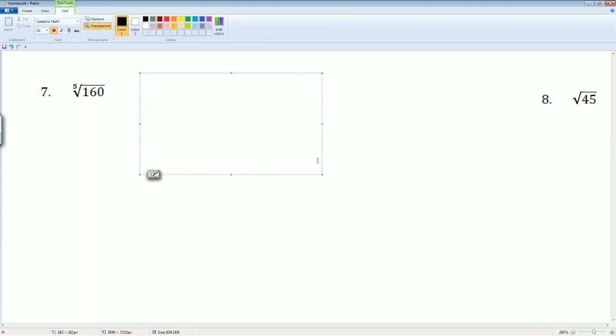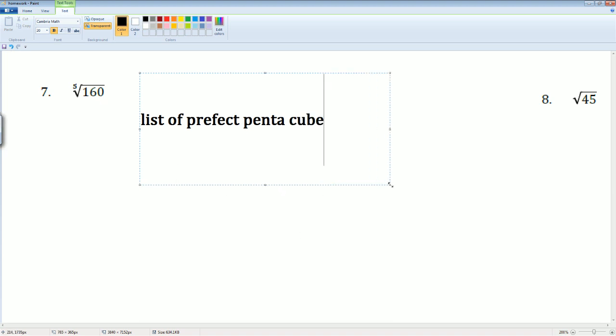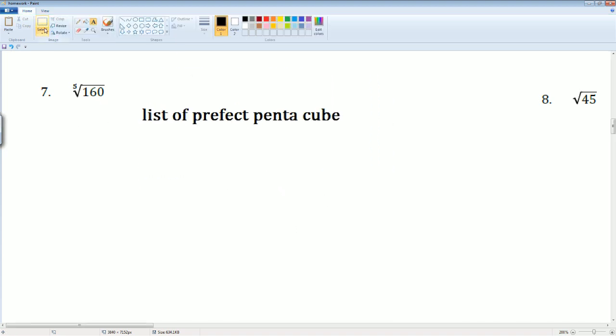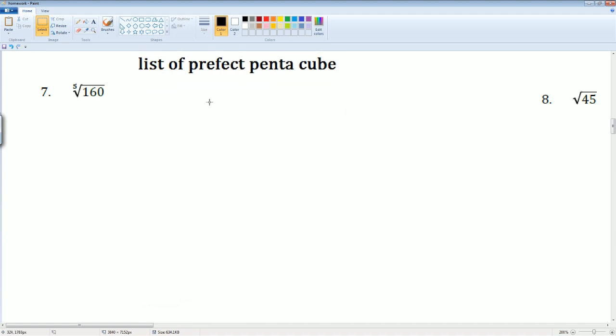This is gonna be your list of perfect pentacubes. I don't even think this is the real name for it, but that's what I'm just gonna call it. List of perfect pentacubes. All right, so let's go over it. So we know that 1 times 1 times 1 times 1 times 1 is equal to 1. So the pentacube of 1 is just 1.